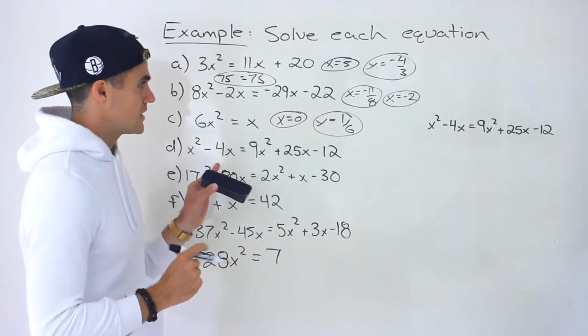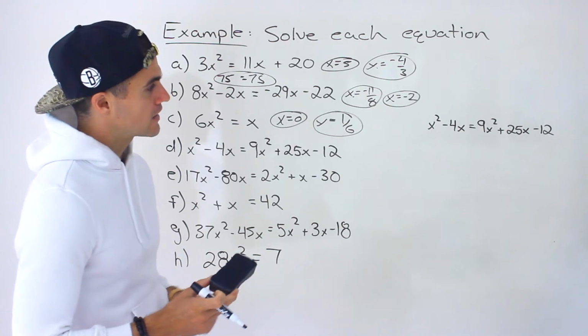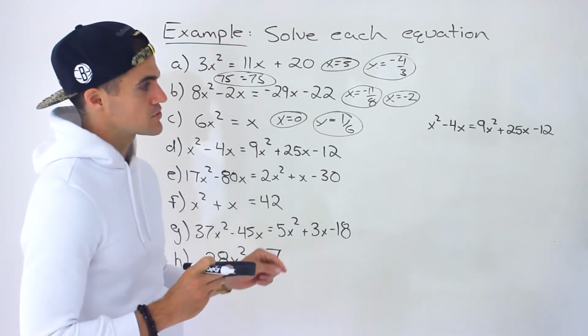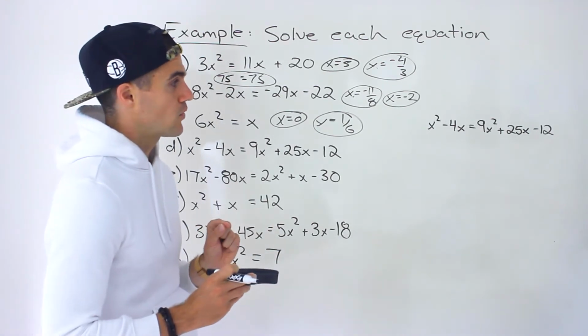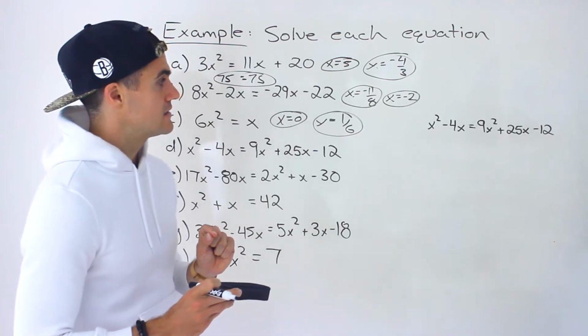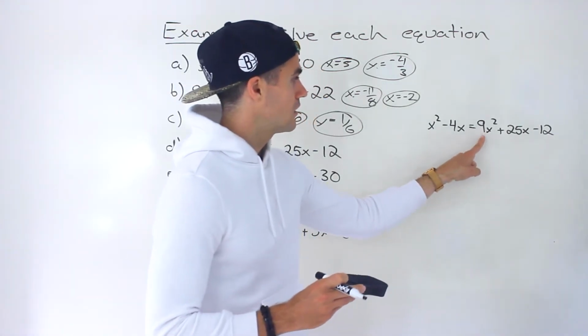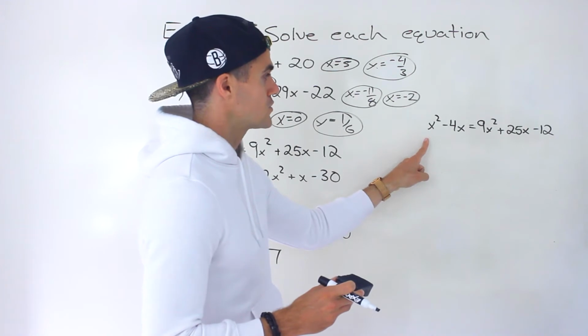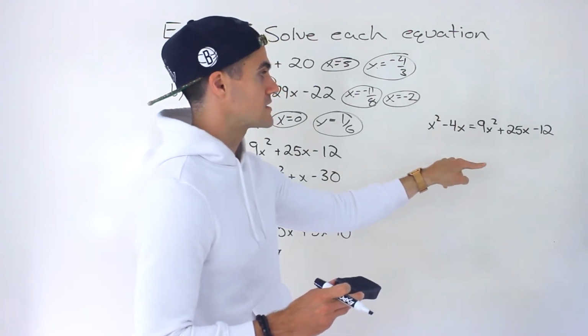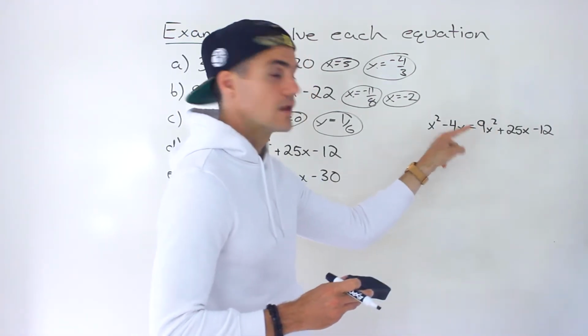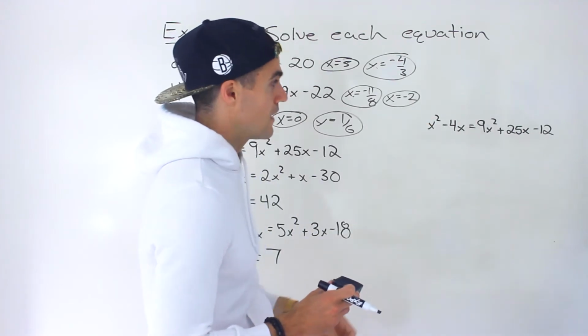Moving on to part D, which I wrote out over there, we got x squared minus 4x equals 9x squared plus 25x minus 12. So notice that in this case, we have a 9x squared over here, and then we have an x squared over here. So I'm actually going to take everything, bring it over to the right side in order to have a positive leading coefficient or a positive a value for the quadratic.